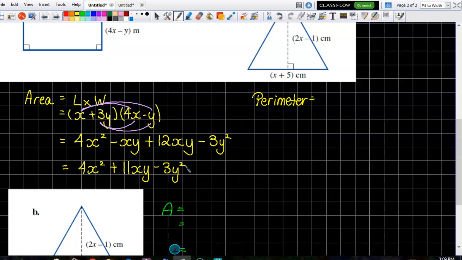We're running out of time, and I want you to do a little bit, so don't worry about the perimeter, but what is our formula for perimeter of a rectangle? Area is length times width. What is it for perimeter? Height times... No.